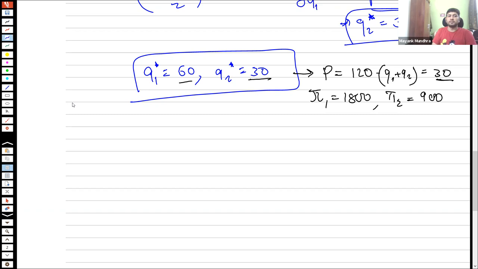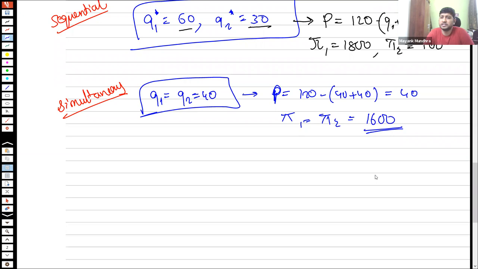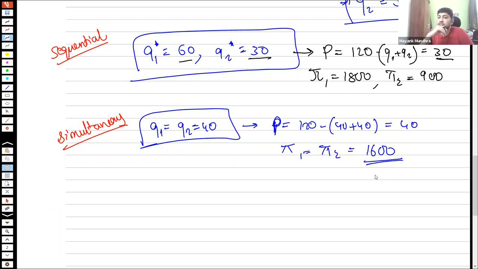Now remember, this is for the sequential case. For the simultaneous case, I had Q1 equals Q2 equals 40, which gave me price equals 120 minus 40 plus 40, which was equal to 40, which gave me pi1 equal to pi2 equals price into quantity. That is 1600. So everything has changed now. Now that firm one is moving first, it gains an upper hand in that it gains a higher market share, as well as a higher profit.